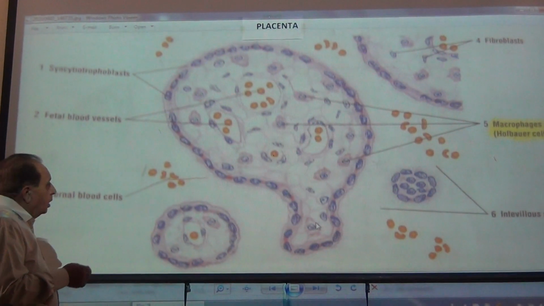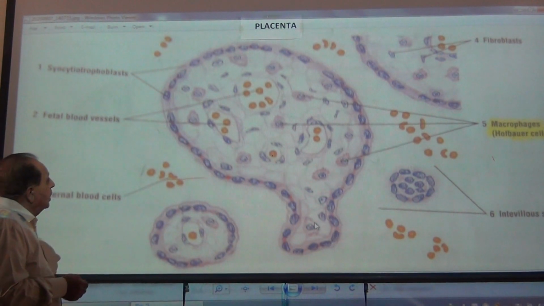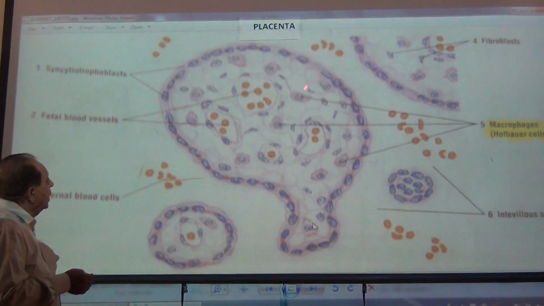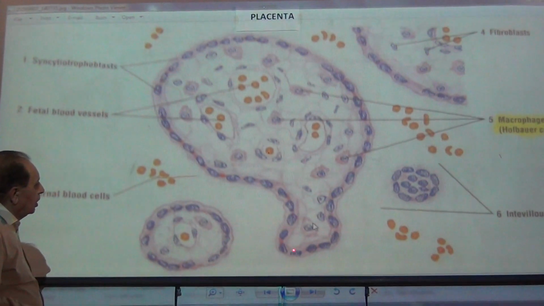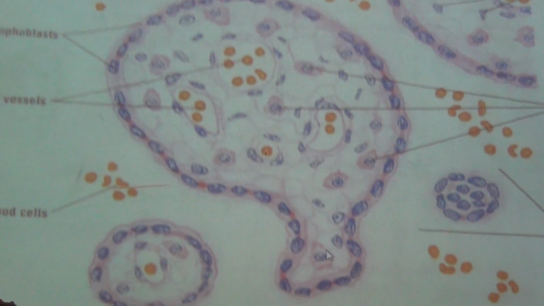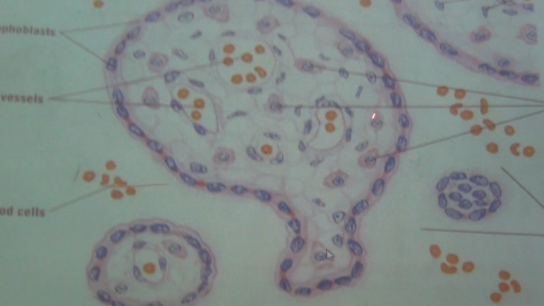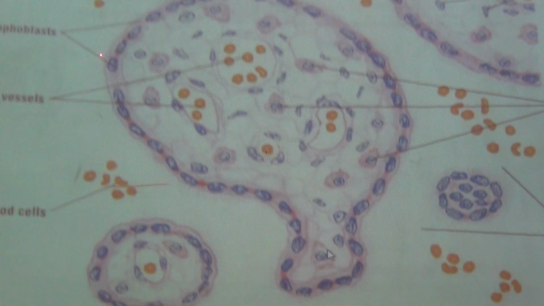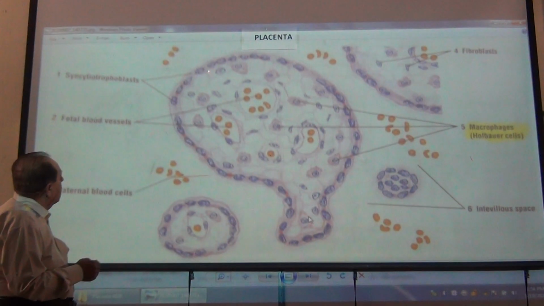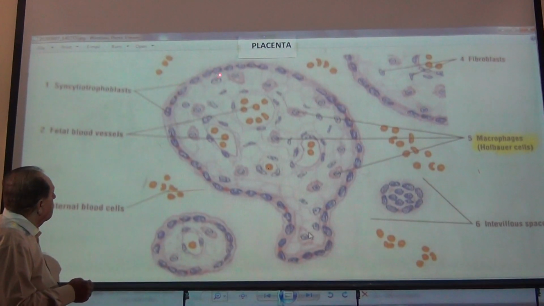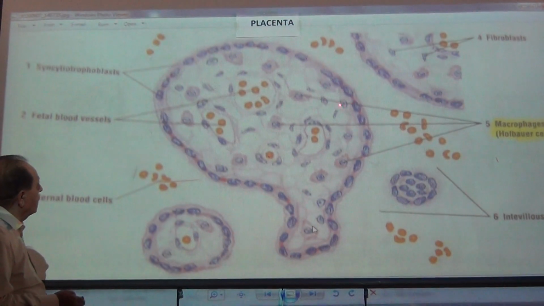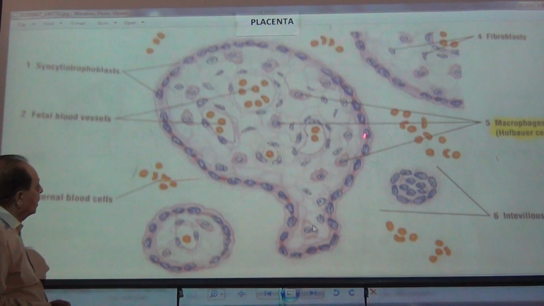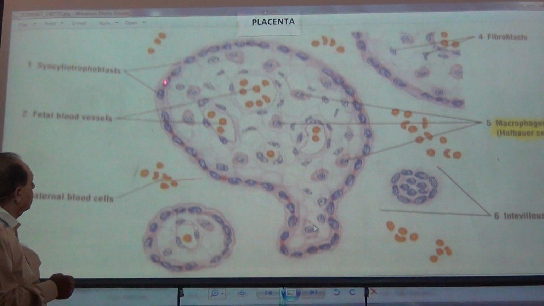Now, this one is the villus. Here, these are darkly stained cells called the syncytiotrophoblast. Below that are the cytotrophoblast. Two types of cells: the cytotrophoblast, and the outer one is the syncytiotrophoblast.